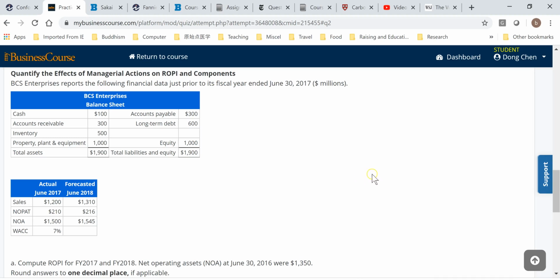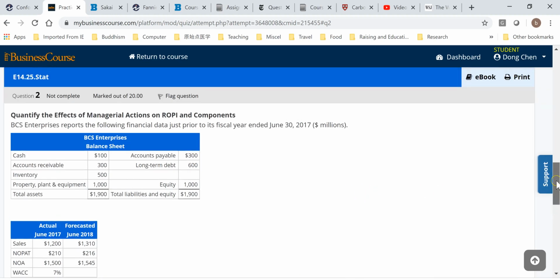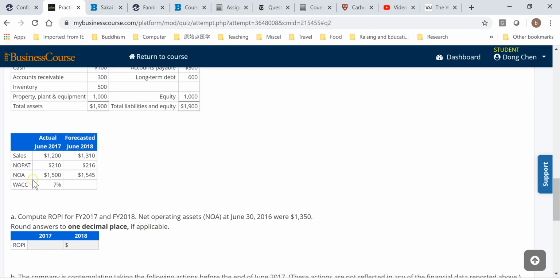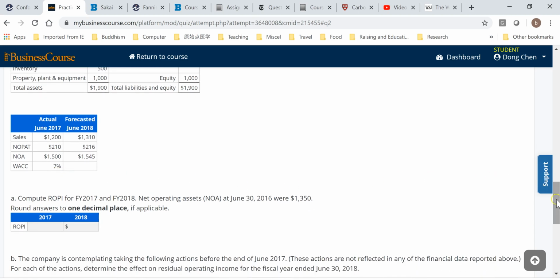This is question number 2 on practice homework 10 for module 14. Quantify the effects of managerial actions on ROPI and components. So we are provided with this very simplified balance sheet and the sales, NOPAT, and NOA numbers for the current year, which is 2017, and the forecasted year. And we're also provided with the WACC, which is the discount rate, right?